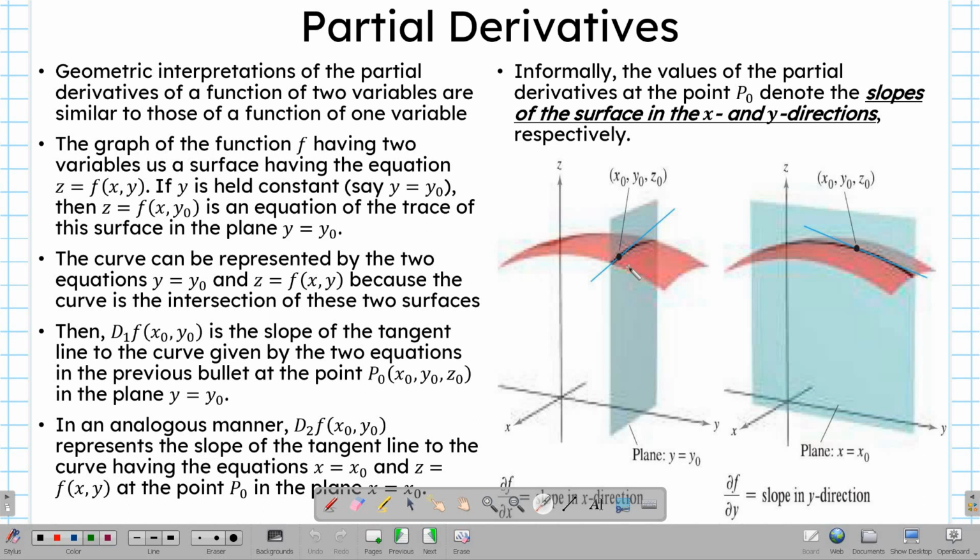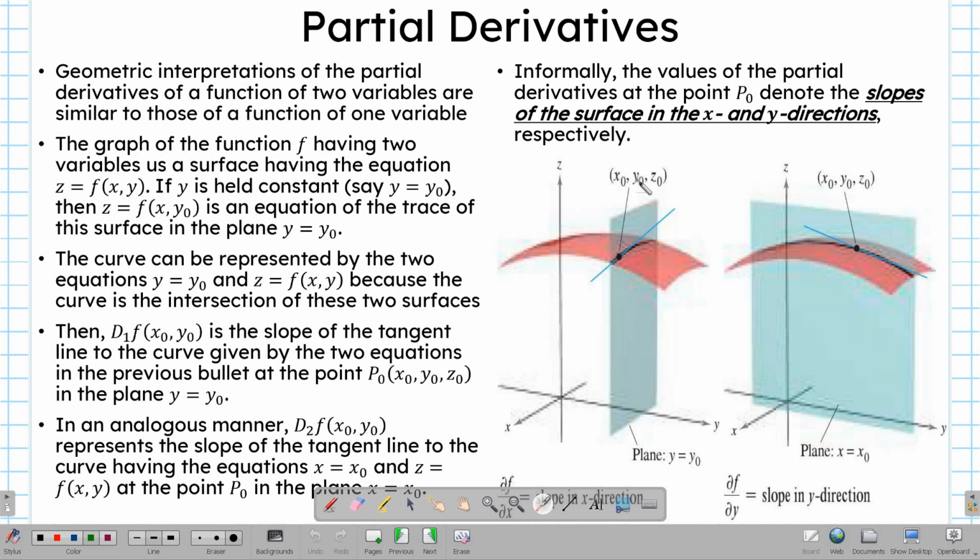And the curve can be represented by the two equations, y is equal to y sub 0 and z is equal to f of x, y, because that curve is the intersection of the two surfaces. Therefore, the first partial derivative is the slope of the tangent line to the curve. So the partial derivative here is the slope of this line, given by the two equations in the previous bullet, at the point P sub 0 containing the ordered triple x sub 0, y sub 0, and z sub 0.